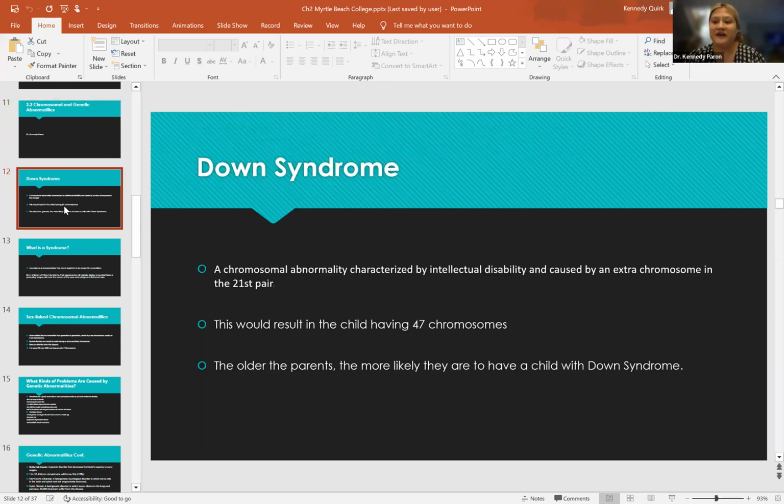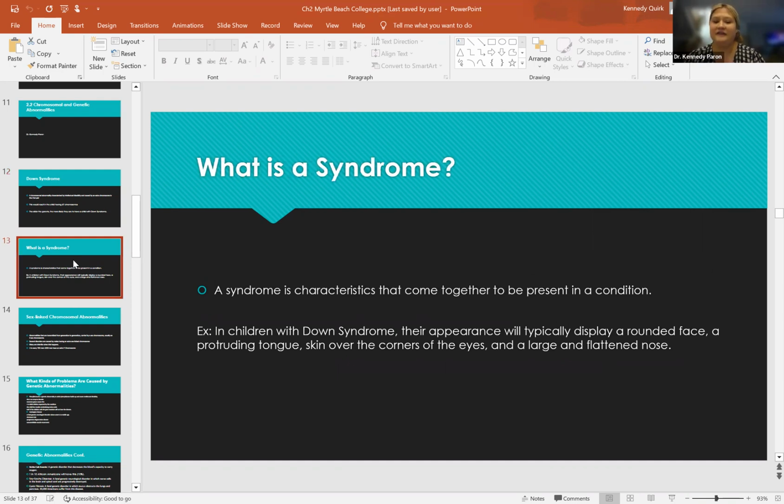So first, we'll be starting out by talking about Down syndrome. Down syndrome is a syndrome that impacts the 21st pair of chromosomes, making them have 3 chromosomes on the 21st pair, making the child have 47 chromosomes when conceived in utero. The older the parents are, typically the mother especially, the greater the chance of having a child with this syndrome. So what exactly is a syndrome?